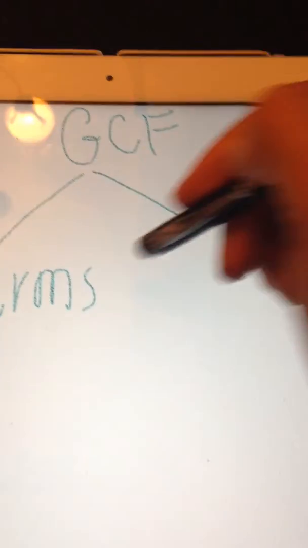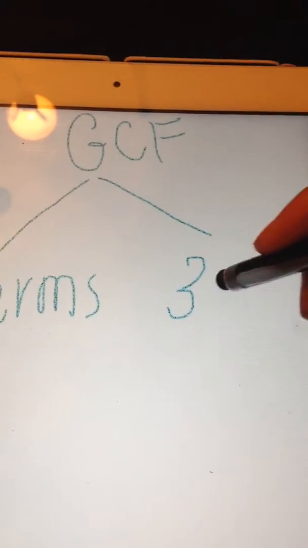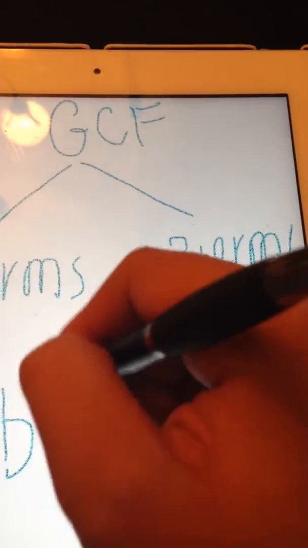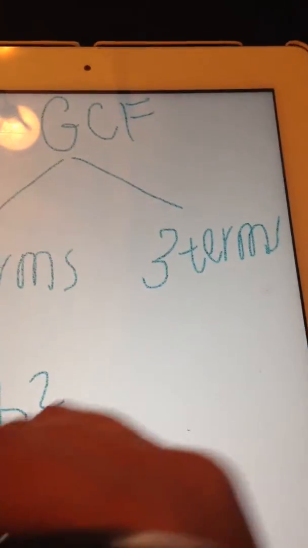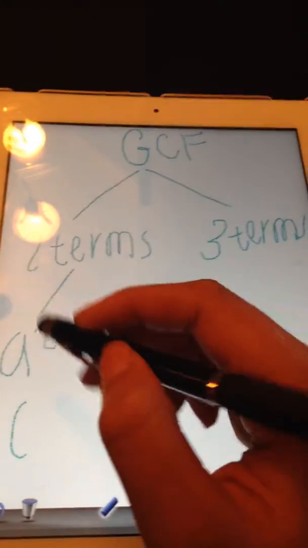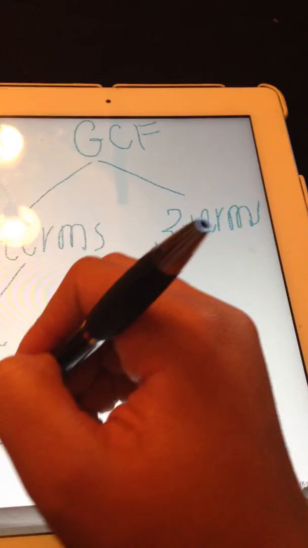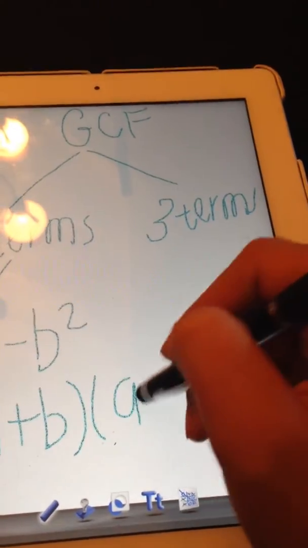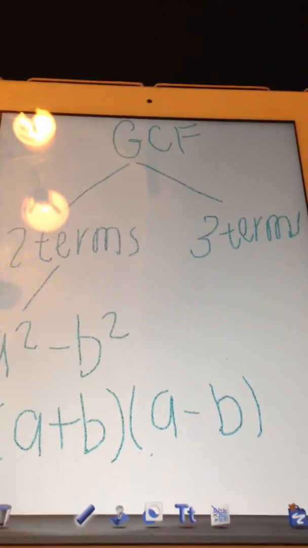This one's going to say 2 terms. And this one right here will say 3 terms. And this one right here basically is a squared minus b squared. And this means a plus b in parentheses and a minus b in parentheses, just like that.